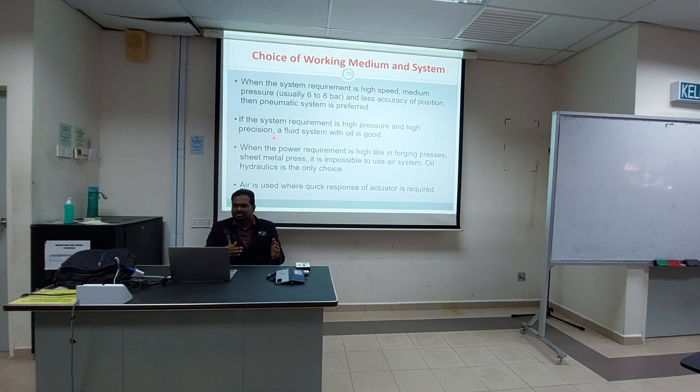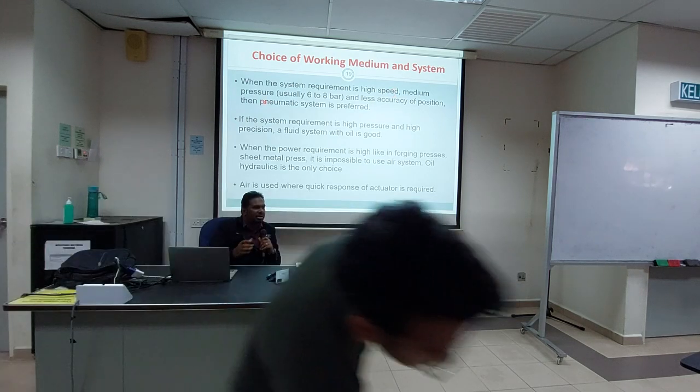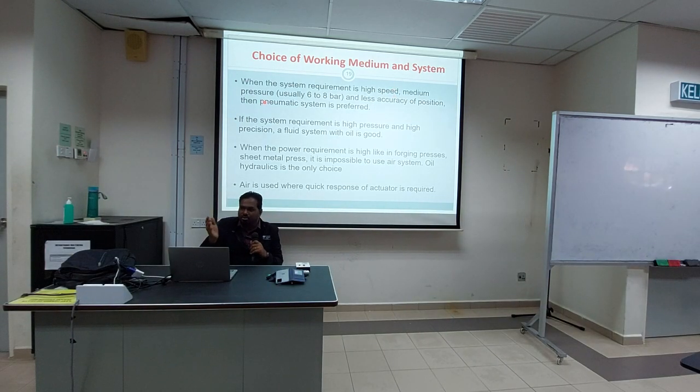Hydraulic ni slow and steady. Pneumatic ni dia fast. Tapi kekurangan pneumatic, walaupun dia fast, sebab dia fast, dia not so accurate. Tapi hydraulic, dia slow and steady, so dia accurate. So dia ada advantage. So if the system requires high speed, medium pressure, dalam 6 to 8 bars, so kalau kurang dari 10 bars, you still can decide for pneumatic. And less accuracy, sebab itu I cakap, sebab dia fast, dia less accurate. So then you can suggest a pneumatic system.